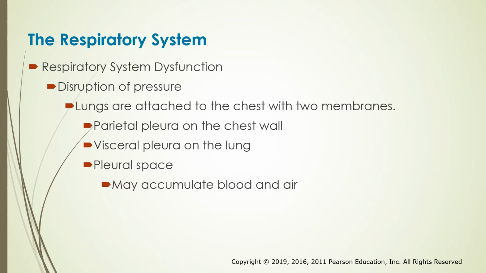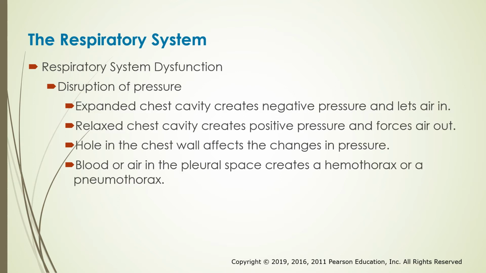So the lungs are attached to our chest wall with two membranes. You have your parietal pleura on the chest wall and the visceral pleura on the lung. And then between your lung and the chest wall, you have your pleural space. And that can get blood or air in it, whether it's from a stab wound, or maybe it's still closed and there's just air in there from trauma. So that makes a disruption of the pressure.